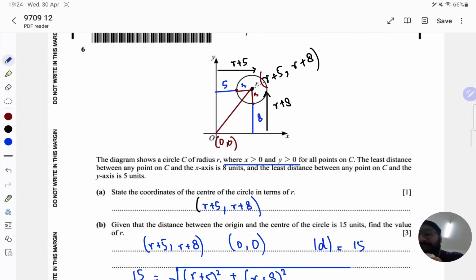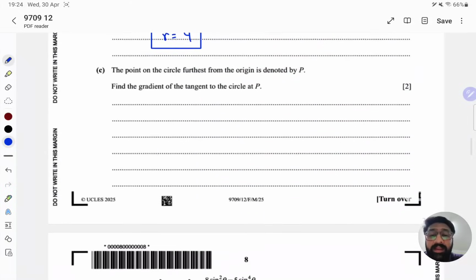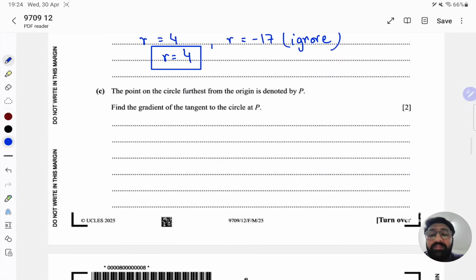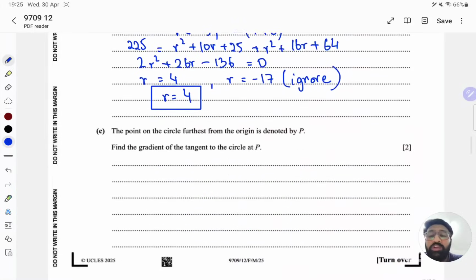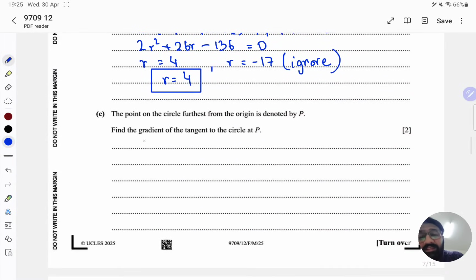Okay, the next question says the point on the circle furthest from the origin is denoted by P. For it to be the furthest from the origin, it will definitely be on the extension of this line. So this will be the point P, the one that I just marked. He says to find the gradient of the tangent to the circle at point P. So what we can do is, we know the value of r, so we can easily figure out the coordinates of the center.